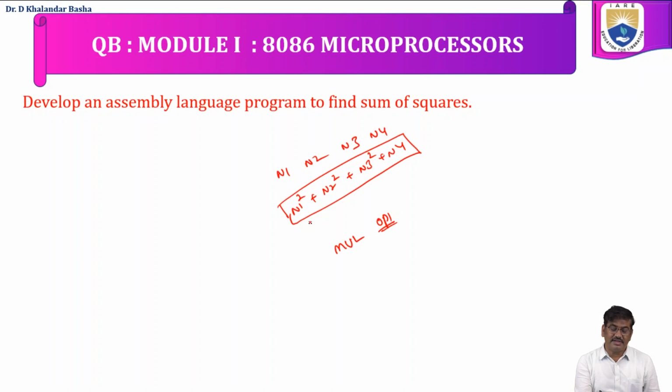Once the square is done, we declare a register assigned for finding the sum. The AL contents will be multiplied with operand 1, and the result we get in the AX register will be added in every iteration. So now we will see the program for it.